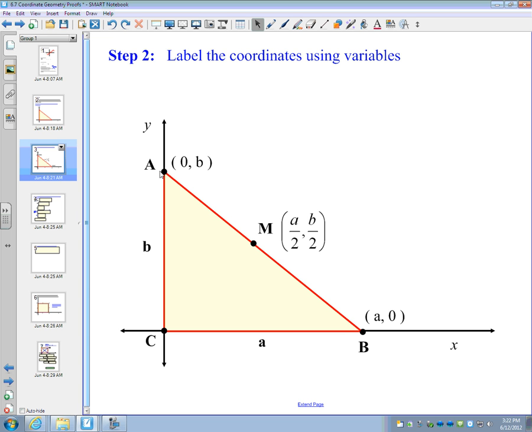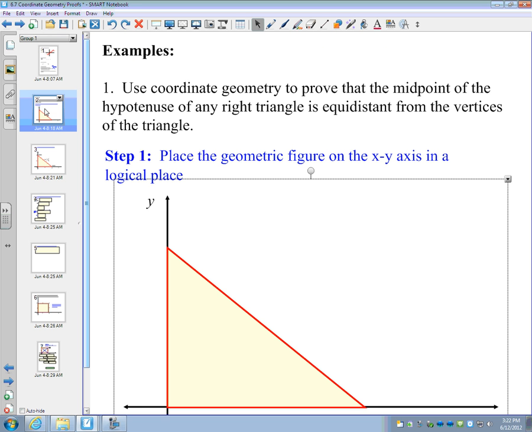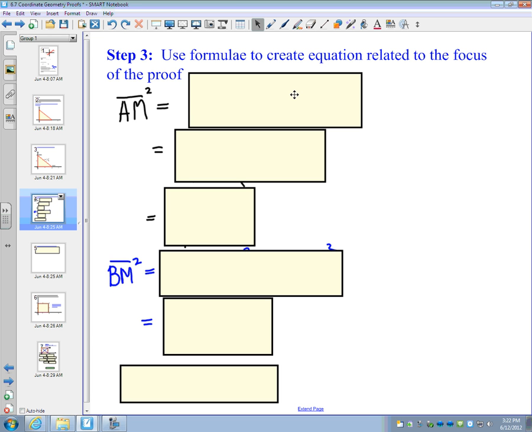So my x value is 0 because I'm at the origin. I just go up, and my y value is b. Here we have a away and we're still on the x axis, so y is 0. The midpoint is going to be (a over 2, b over 2). Again, I'm trying to prove that the midpoint of the hypotenuse is the same distance from the vertices of the triangle. So now I'm going to use a formula to create an equation related to the focus. I'm going to use the distance formula.